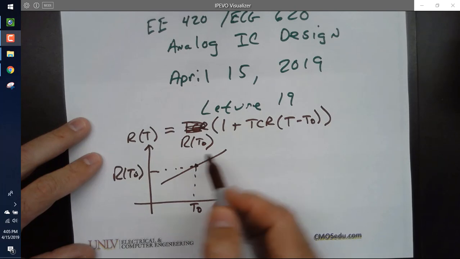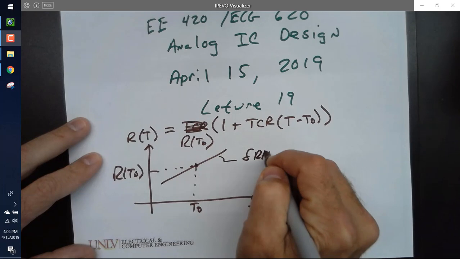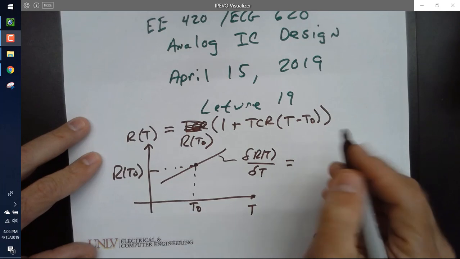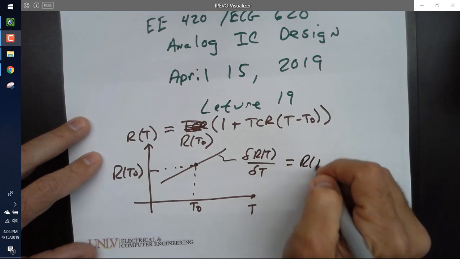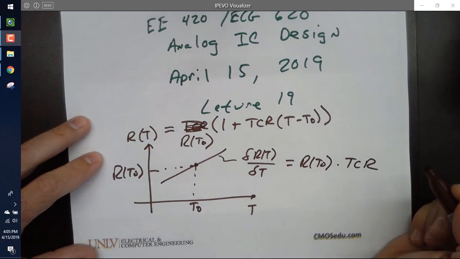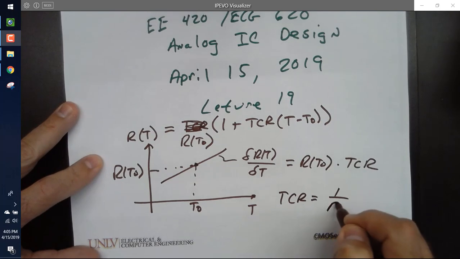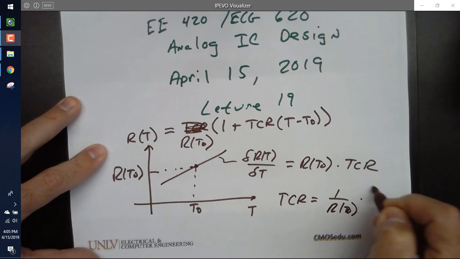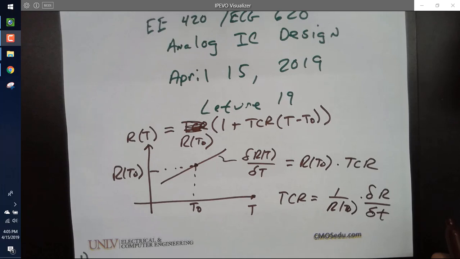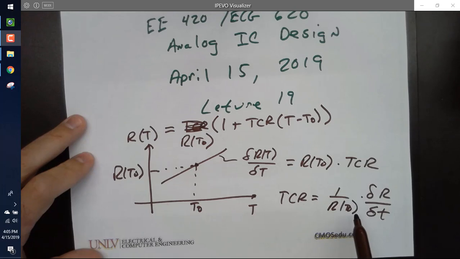Okay, so now what is the slope of this line if I take the derivative of R of T with respect to temperature? R of T0 times TCR. Everybody agree with that? In other words, TCR is equal to 1 over R of T0 times del R over del T. Does everybody follow that? So when I do calculations, I'll see this all over the place, and this is simply a number.